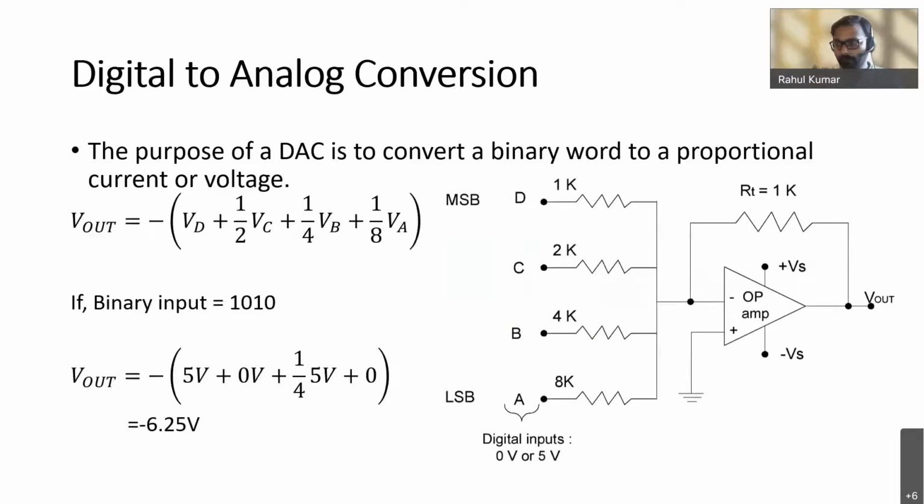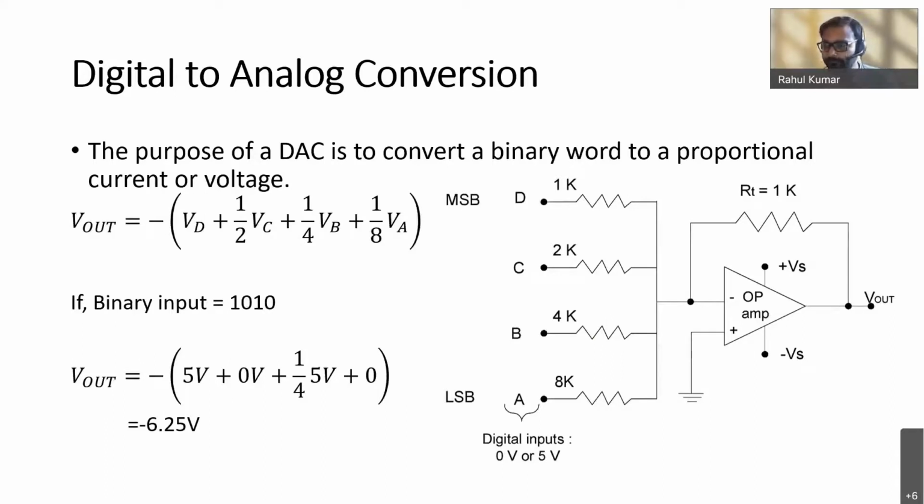Now, we have talked about the transmitter side. At the transmitter, you would convert the analog to digital, right? You would need an ADC. Now at the receiver side, you would need to convert it back, right? That is digital to analog conversion.